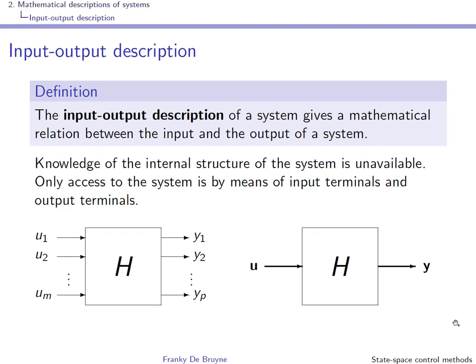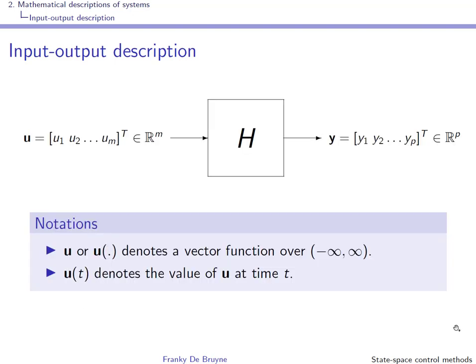In this course we will work with multivariable systems, so we will assume that the system has m inputs and that it has p outputs. The inputs and outputs can be stacked into vectors. The input vector is u, and that's why it's in bold, and the output vector is y. So u is a vector in Rm and y is a vector in Rp.